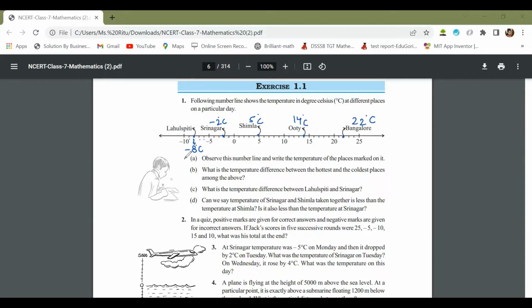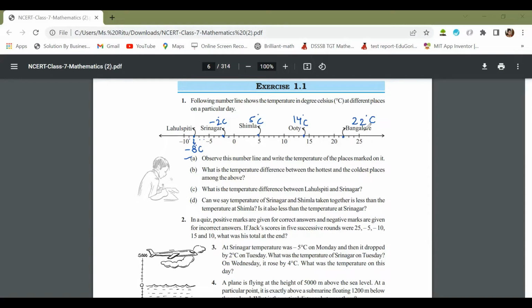So this is the A part, the temperature of the places marked on it. Now the B part asks: what is the temperature difference between the hottest and the coldest places among the above? It means you have to find the difference, which means you have to subtract. What do you subtract? The hottest place temperature and the coldest place temperature. So first you will write the temperature of the hottest place.